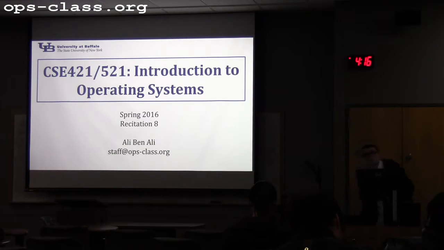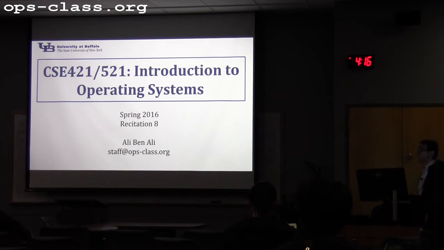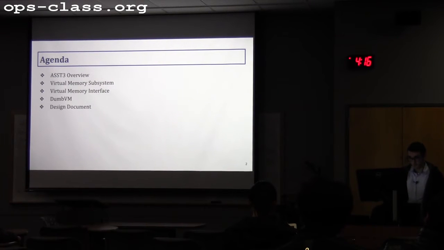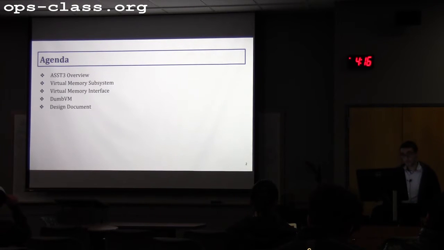So today we're going to go through our 8th recitation. We're going to start with assignment 3. We'll have an overview of assignment 3 to understand the big picture so you can start working through the 3 deadlines that you have. Then I'm going to explain the virtual memory subsystem and the virtual memory interface, and then we're going to go through the dumb VM, what it provides and what limitations it has. And then I'm going to explain what you need for the design document.